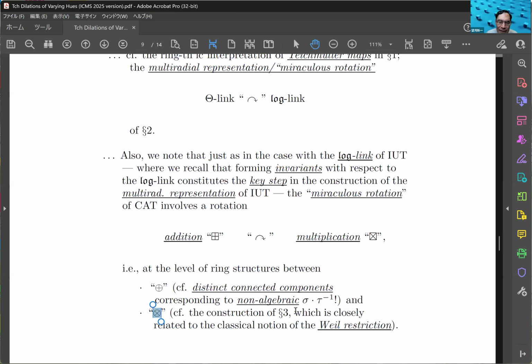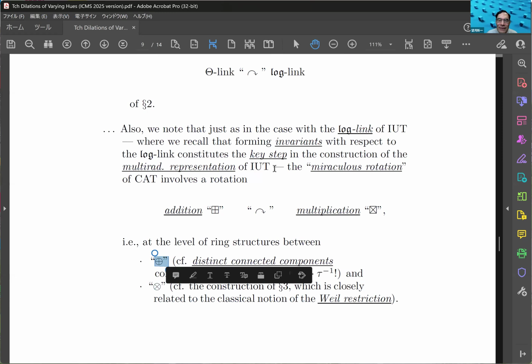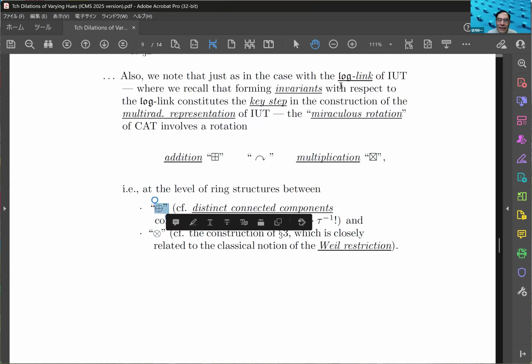And so this is in fact closely related to the classical notion of the Weil restriction. This relationship with Weil restriction also plays an important role. So again, one wants to somehow show some sort of equivalence between these tensor products of Galois conjugates and direct sums of Galois conjugates. So this is also very similar to the key step in IUT.